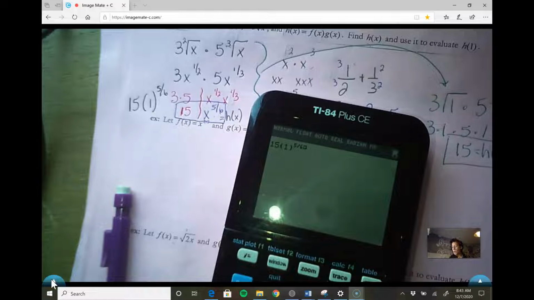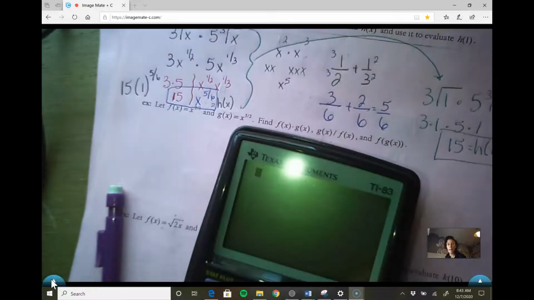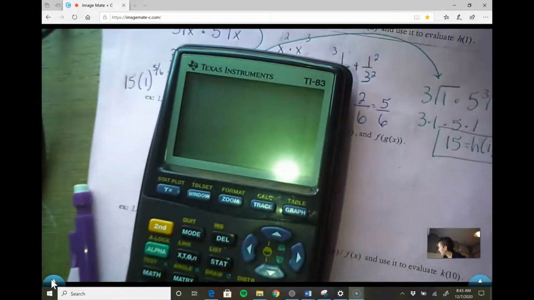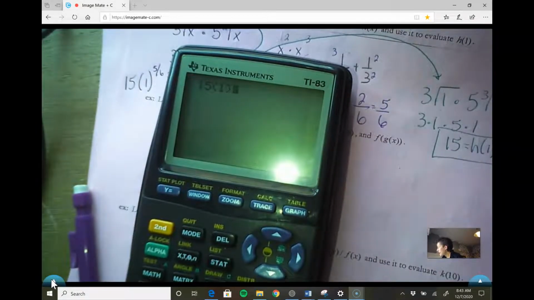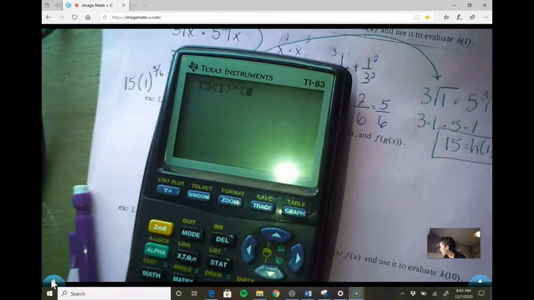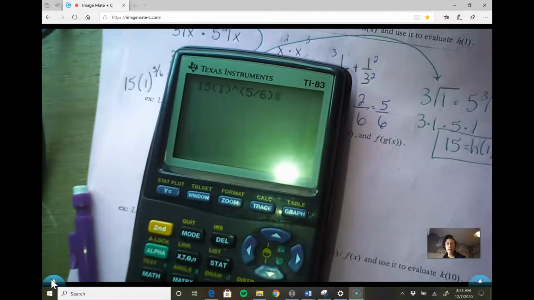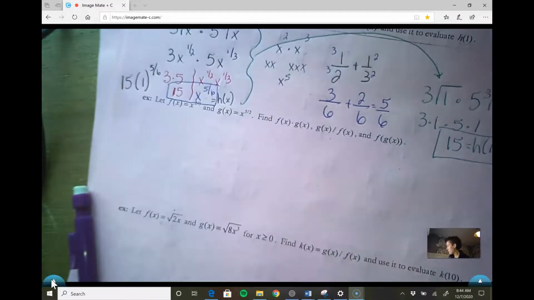Now, if you have the older operating system, then how you'll have to type it is like this: 15, parentheses 1, exponent button, and now you have to tell your calculator that all of 5/6 is the exponent, so I just have to put that 5/6 in parentheses. And then you get your answer. Either way, you're going to get 15, just like we got 15 doing it by hand.